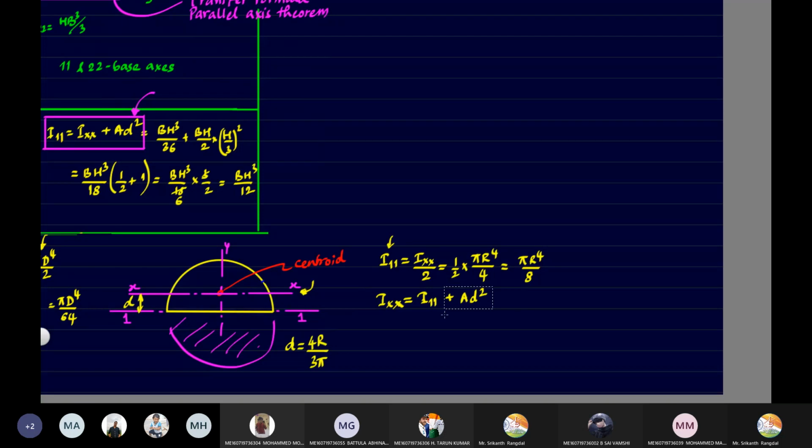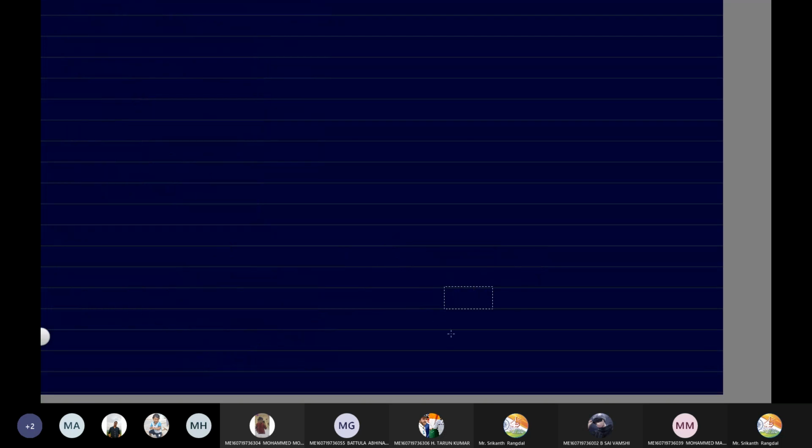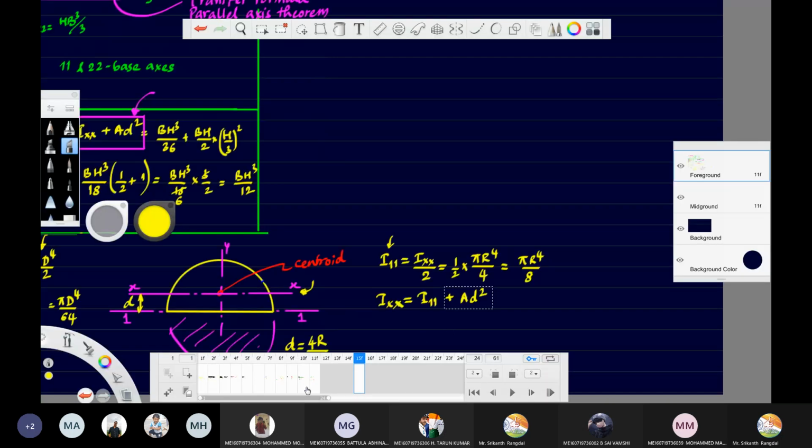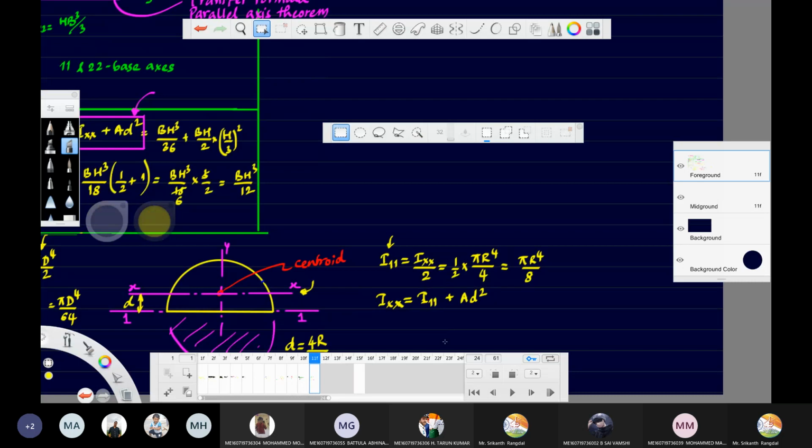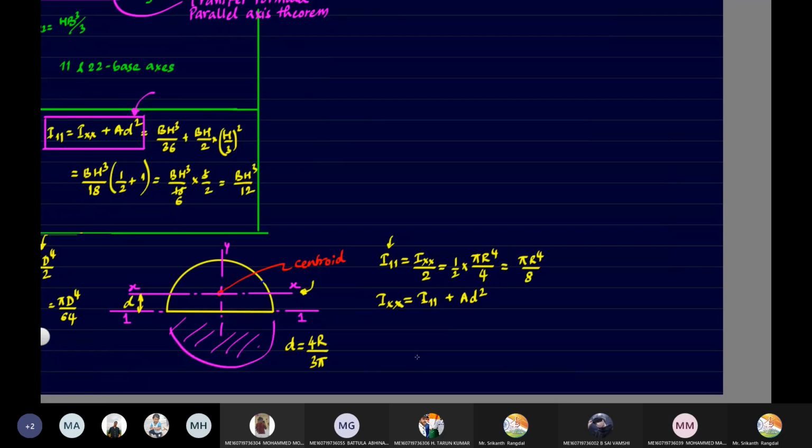Okay, I lost something. Yes, there it is. What happens here? This should become minus now when it goes to the other side. When it goes to the other side, it becomes negative, right? So apply it.